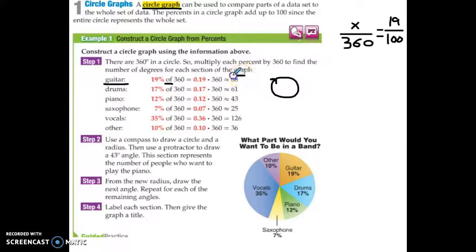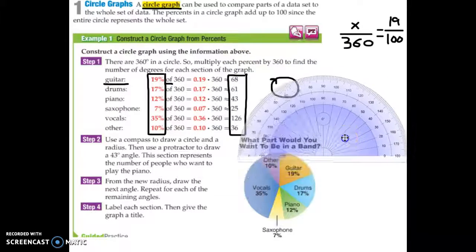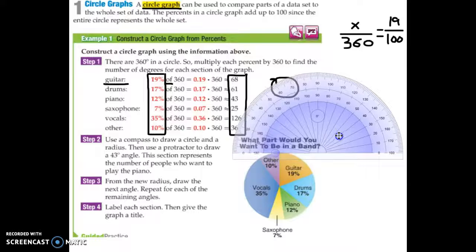So all of these should add up to 360 in the end, about, because of rounding here and there. But it should add up to around 360, and these percents should always add up to 100%. Now how we draw the circles is we have to use this thing called a compass, which I'll pull up right here. And I'll hand these out in class today, the ones that I have. But here is a compass.